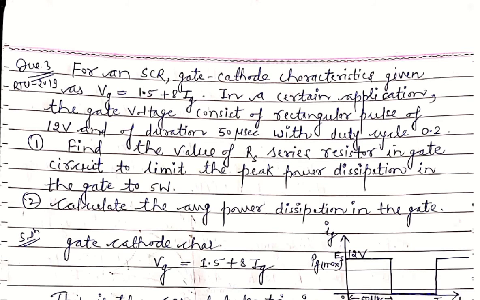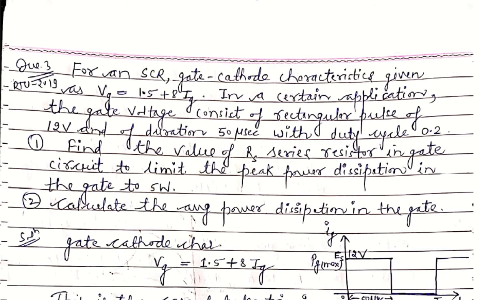For an SCR, the gate cathode characteristic is given as Vg equals 1.5 plus 8 Ig. In a certain application, the gate voltage consists of a rectangular pulse of 12 volt and duration of 50 microsecond with a duty cycle of 0.2. Find the value of Rs, the series resistor in the gate circuit, to limit the peak power dissipation in the gate to be 5 watt, and calculate the average power dissipation in the gate circuit.